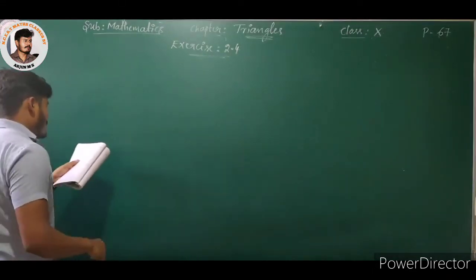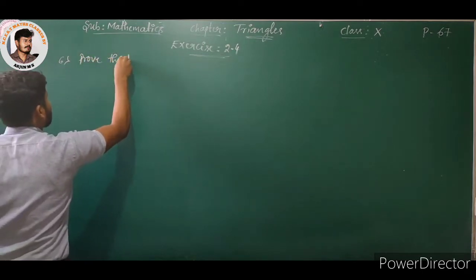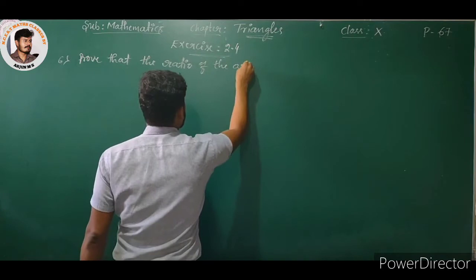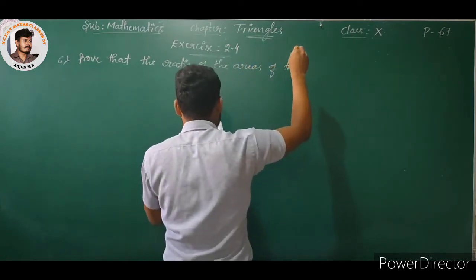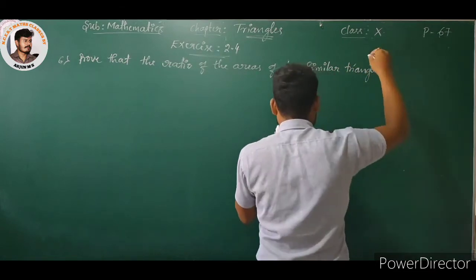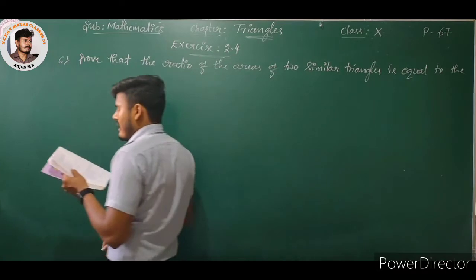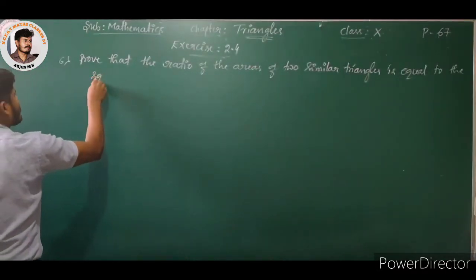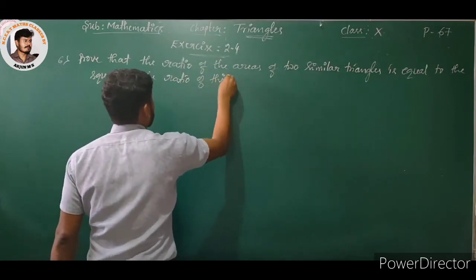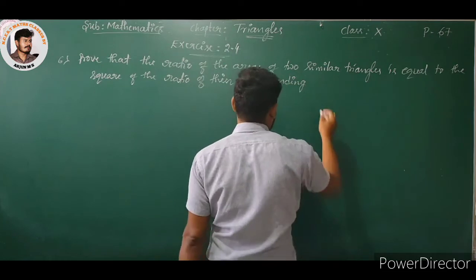So, that question is: prove that the ratio of the areas of two similar triangles is equal to the square of the ratio of their corresponding sides, square of the ratio of their corresponding medians.